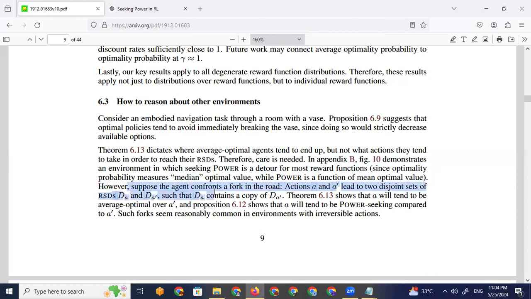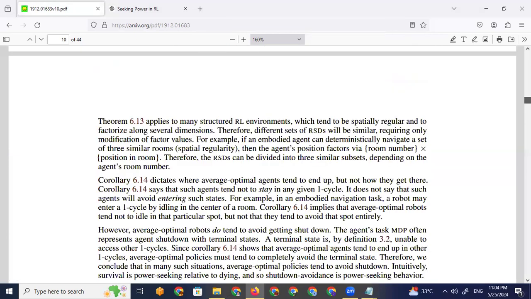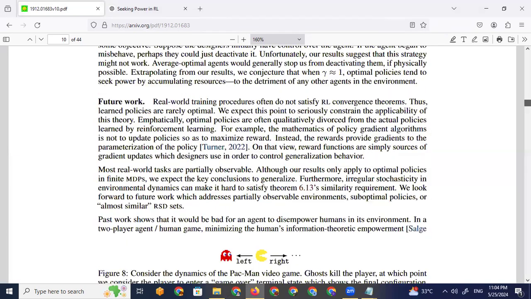However, suppose the agent confronts a fork in the road. Actions A and A hat lead to two disjoint sets of RSDs, D_A and D_A hat, such that D_A contains a copy of D_A hat. Theorem 6.13 shows that A will tend to be average optimal over A hat, and shows that A will tend to be power-seeking compared to A hat. Such forks seem reasonably common in environments with irreversible actions. Okay, so yeah, not very.